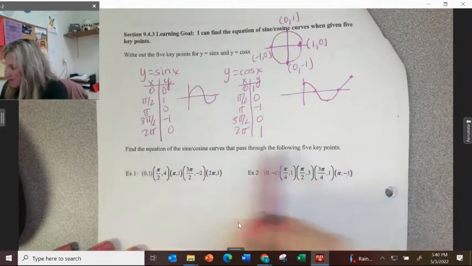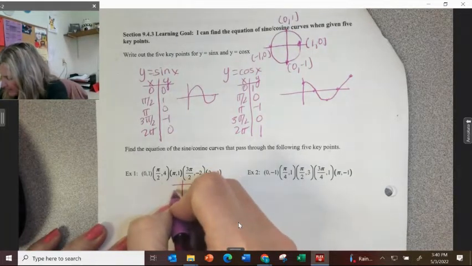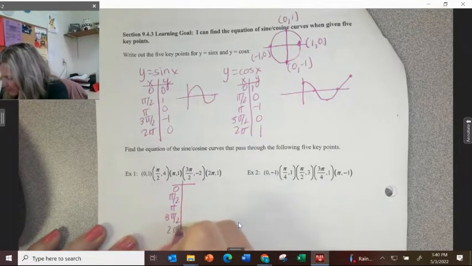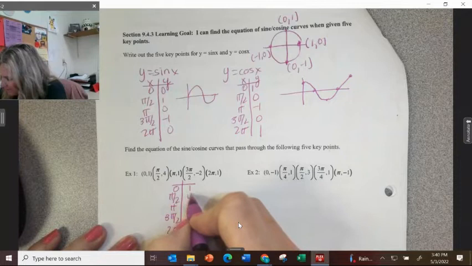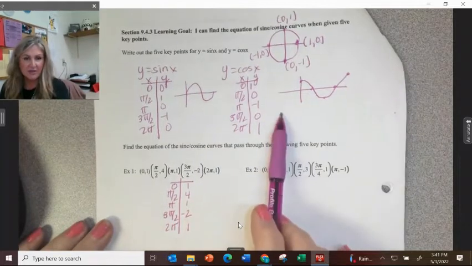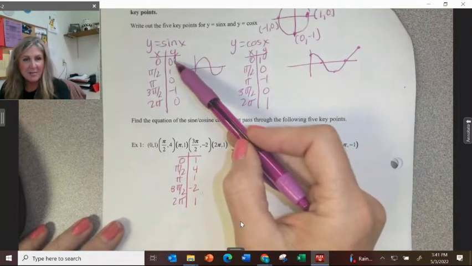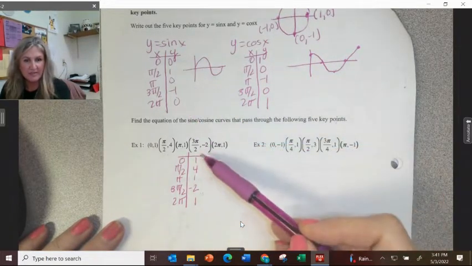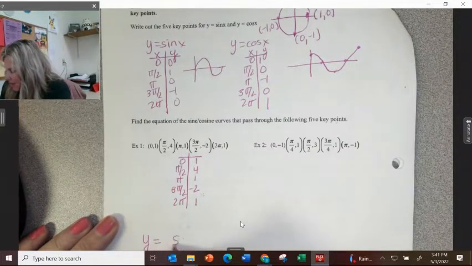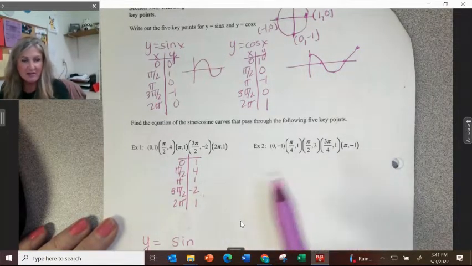All right, now we're going to be working backwards. We've got these points. I like to write them in table form myself. So we have 0, pi over 2, pi, 3 pi over 2, and 2 pi. And the points they give us are 1, 4, 1, negative 2, 1. I'm trying to figure out, is this a sine curve or a cosine curve? If I need to graph it, I can, but look at the pattern. For sine, the first, third, and fifth are always going to be the same number. That's what's happening here. So I already know this is going to be a y equals sine curve. I don't know much else yet because I haven't looked at it closely.